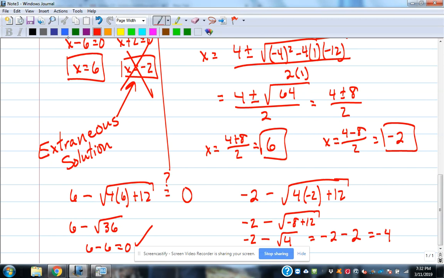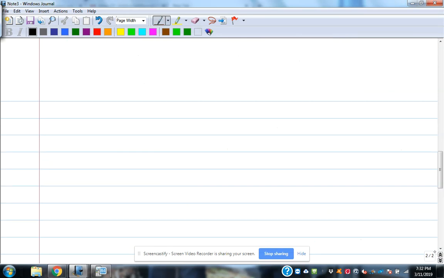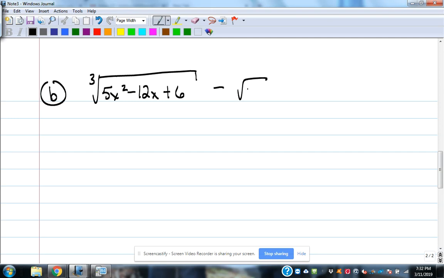Okay, so let's look at some more examples of this. I'm going to more or less example you to death on this stuff because it takes practice, lots of it. All right, example B. Try not to skip a letter this time. Cube root of 5x squared minus 12x plus 6 minus the cube root of x equals 0. This one looks tricky, but it's actually easier because it has two cube roots.